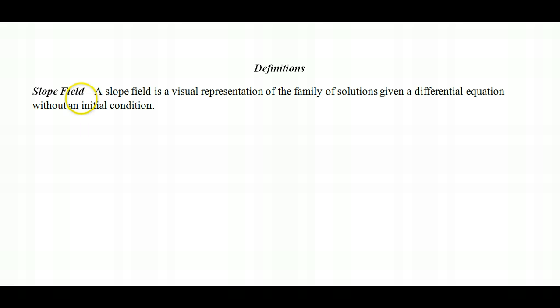Definitions. Slope field. A slope field is a visual representation of the family of solutions given a differential equation without an initial condition. So when I say visual representation, we're going to be constructing a unique type of graph that represents the family of solutions given a differential equation.